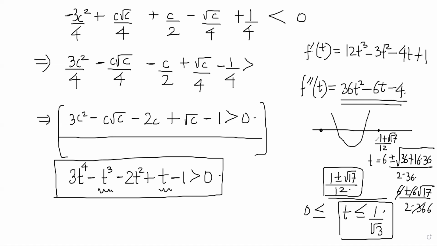Root 17 by 12, if you multiply here by 4 root 3, you are getting 4 root 3 by 12, and 4 root 3 will be root over 48. So this root is somewhere here. So my root here is somewhere here, and the value of the derivative is negative.